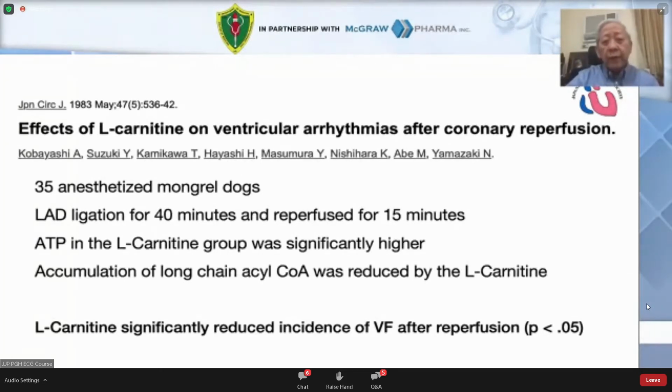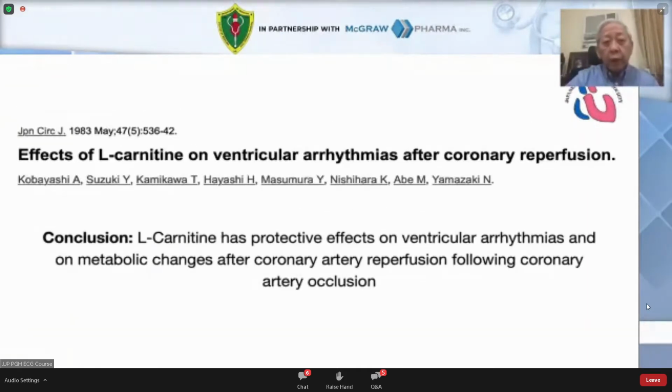Accumulation of long-chain acyl-CoA was reduced by L-carnitine. L-carnitine can significantly reduce the incidence of ventricular fibrillation after reperfusion. So his conclusion in this paper is that L-carnitine has protective effects on ventricular arrhythmias and on metabolic changes after coronary artery reperfusion following coronary artery occlusion.